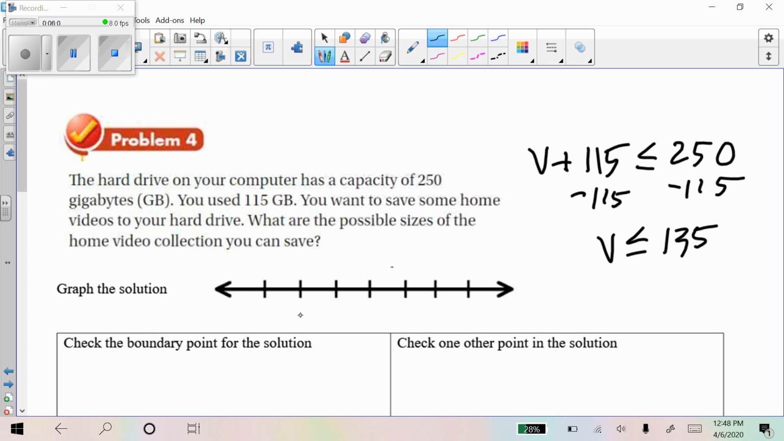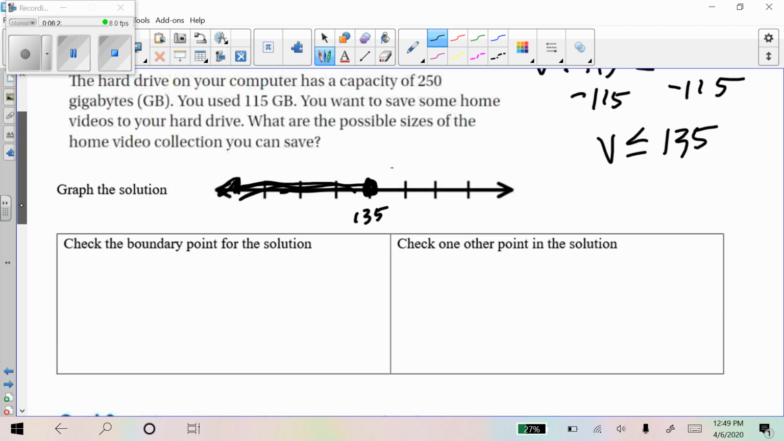And then if I'm going to graph that, now actually, you know, you can't go less than 0. So part of my answer would be that it's going to be a positive number less than or equal to 135. But I'm just going to make a quick graph of that. It could be exactly 135. And then I'm going to go this way.